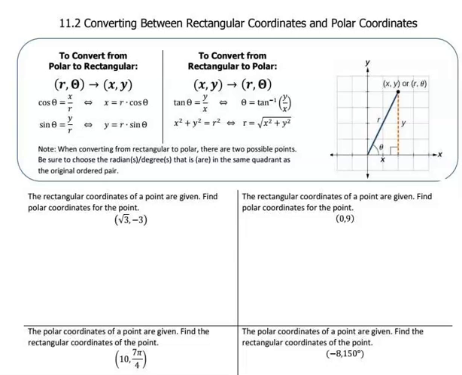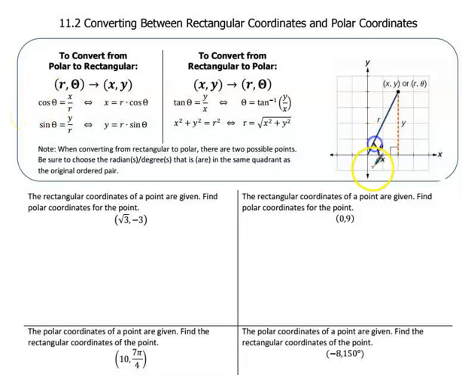11.2, converting between rectangular coordinates and polar coordinates. So we've talked about rectangular coordinates for many years, and we've recently talked about polar coordinates. Well, in polar coordinates, you have an r and you have a theta. That's the ordered pair, r comma theta. And in rectangular coordinates, you have x comma y. Well, to convert between the two, we have to use a little bit of a trick.